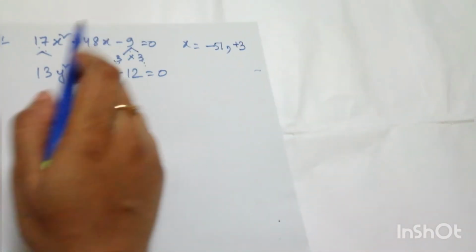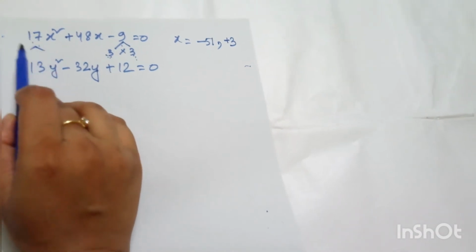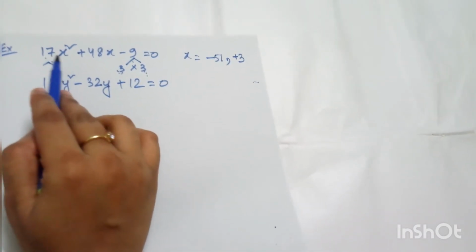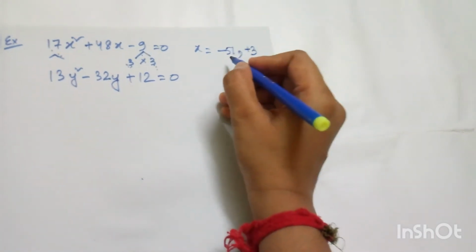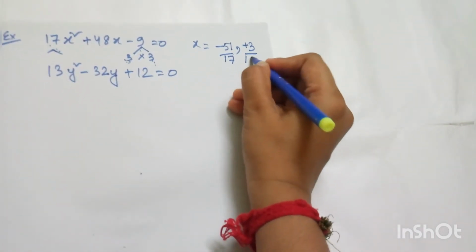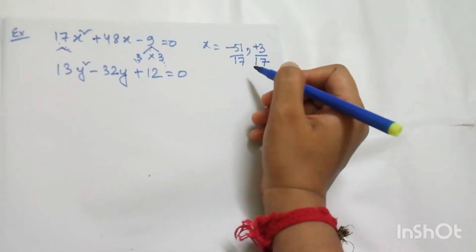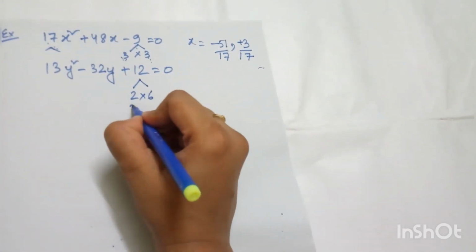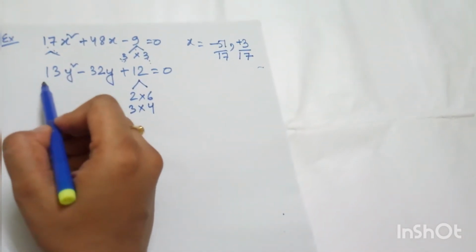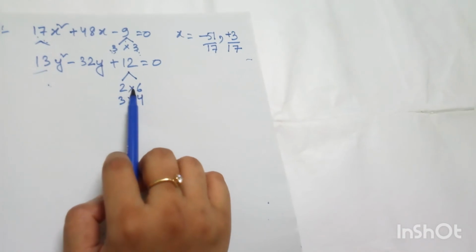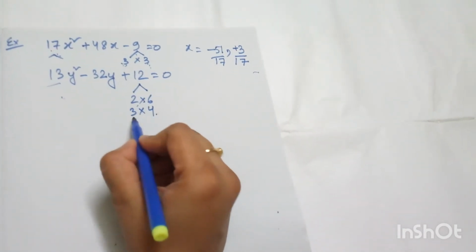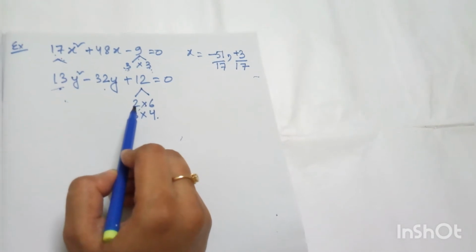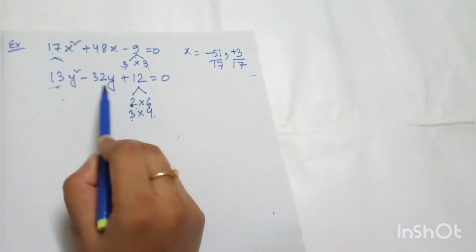So we will get 51 from 17 into 3, and the left 3 will be put here. In the previous example there is no constant here, but here the constant is 17 with x square. So we have to divide by 17 on both. Okay, and then here we get LCM 2 into 6, 3 into 4, and here is 13. So how can we multiply these numbers to get 32? So 13 into 2 is 26, and 6. 26 plus 6, we will get 32.